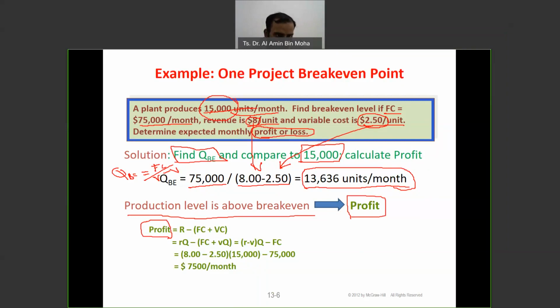The profit is the revenue minus total cost. Okay, so you can expand the formula like this to indicate the quantity. RQ, FC is fixed, so it's not impacted by the quantity, but the variable cost is. So you got this, and then you can simplify to this. You calculate 8 minus 250, and then multiply with the quantity given here, and then minus the fixed cost, we're going to get 7,500 per month. So this is the amount of profit they get.